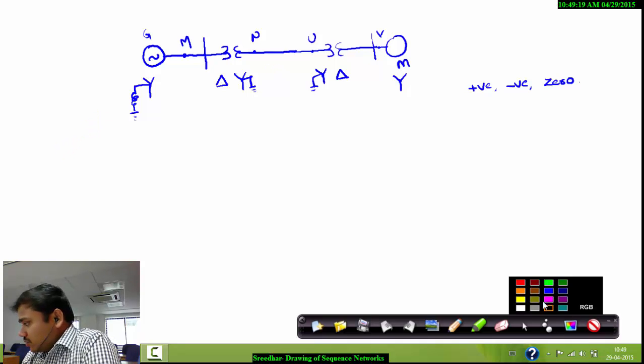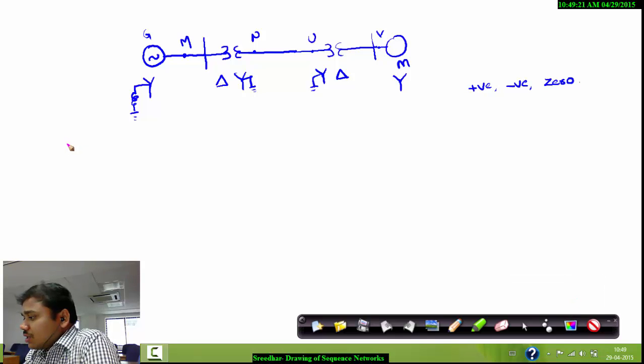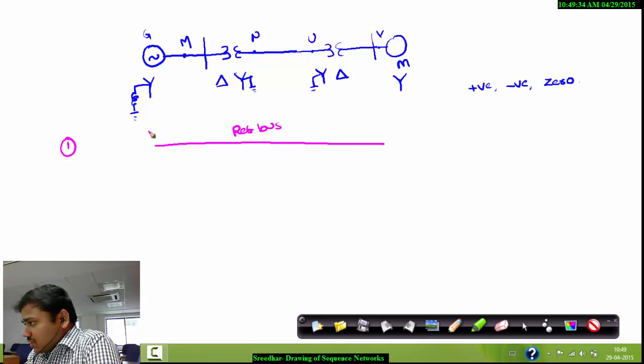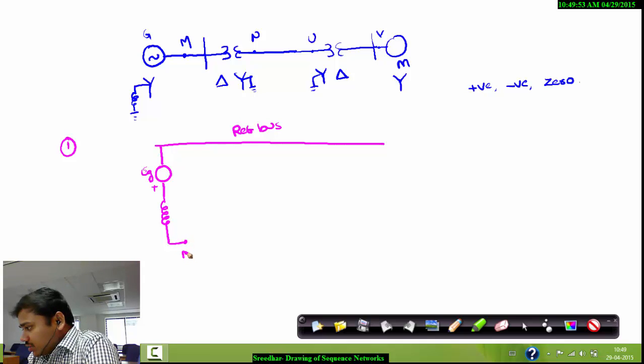Firstly, let us draw the positive sequence network. First one is the positive sequence network. Firstly, we need to draw a reference bus. This is the reference bus. So obviously the generator has to be represented with some internal EMF, EG, and it has some reactance, so the generator reactance. After this, the point is M.